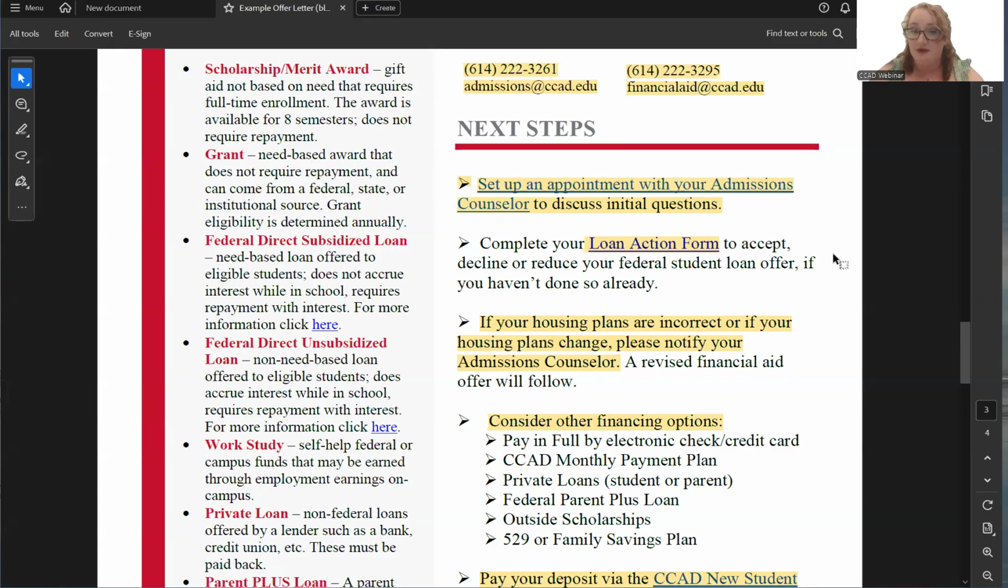Keep that in mind, okay? Now, again, if your housing plans don't match what it says on your offer letter, or if your housing plans have changed, please let us know so we can update your bill and also update our system accordingly.